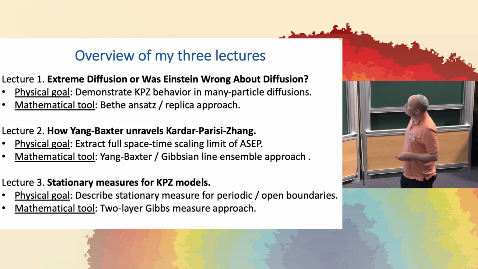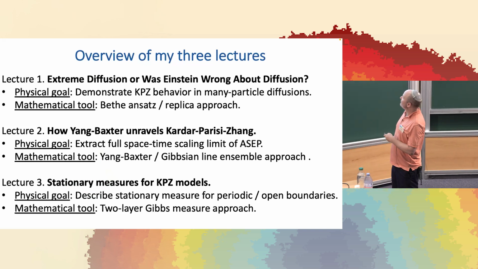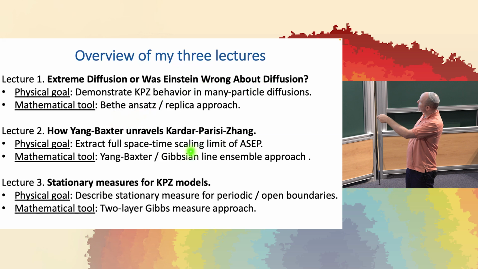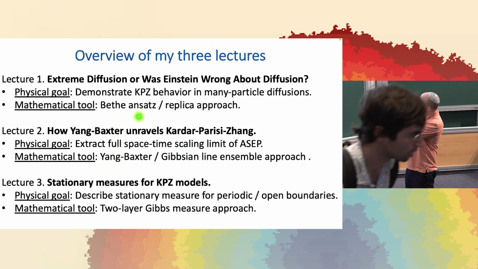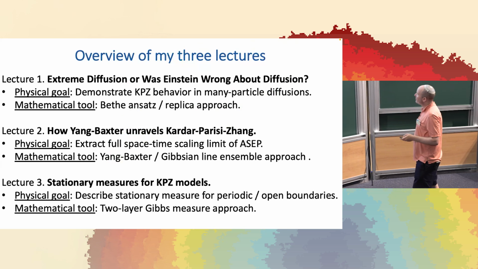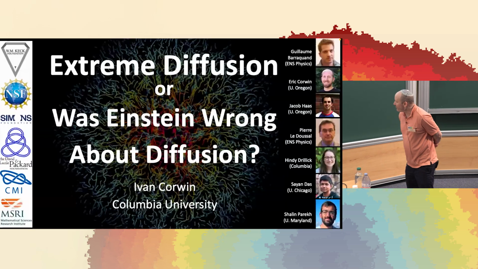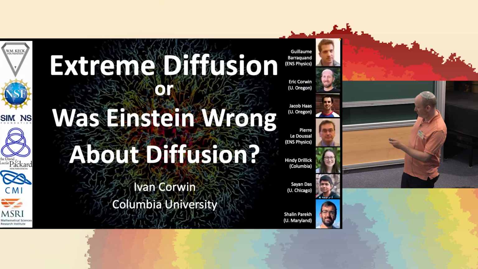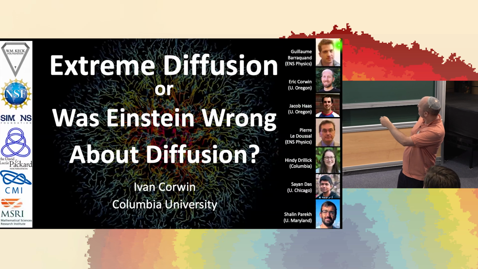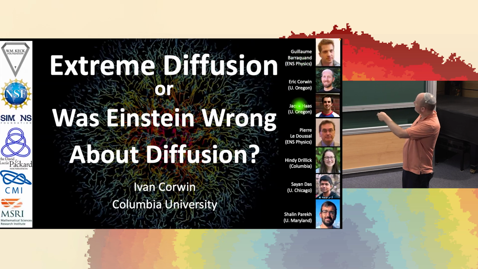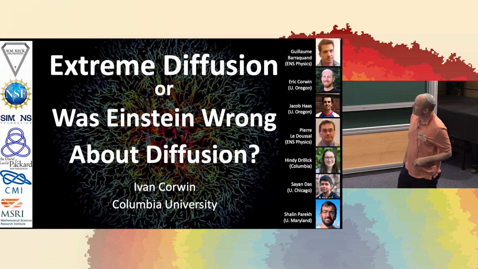The first lecture is going to be about something called extreme diffusion, and the mathematical point is going to be to explain something about beta ansatz and the replica approach in relation to this model of extreme diffusion, and then to say something about how KPZ, in terms of the physical goal, is related to many particle diffusion. So, here's the beginning of the first talk. And I should say, this is joint work with the people on the side here. So Guillaume, who's at ENS Physics, my brother, who's an experimental physicist, his student Jacob, Pierre Ledussal, and then my students Hindi, Sayan, and Shalan.